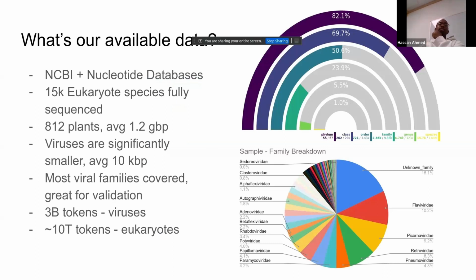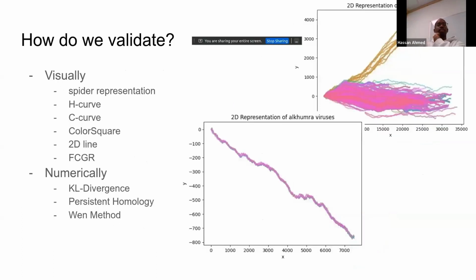Most viral families are covered. This is great for us for validating, so we can look at a specific family and then see how well we can predict that family if we train on all the other families in the viruses. So we have roughly around 3 billion tokens, and for eukaryotes, we have plus 10 trillion. So we've managed to scrape all the data now, and we have that saved online.